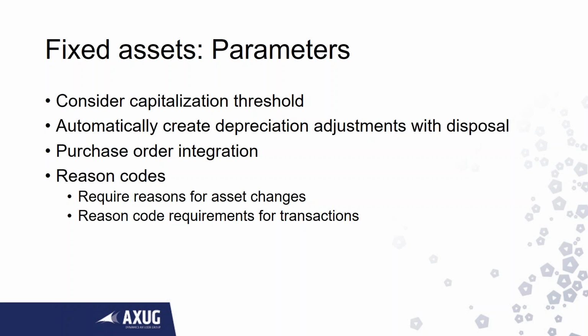Also, similar to other modules, you can have reason code requirements for specific transactions. So as we'll see in the demo later, I'm going to do a disposal scrap, and it will prompt me for a reason why I'm scrapping an asset, because it's set to that disposal scrap transaction type.